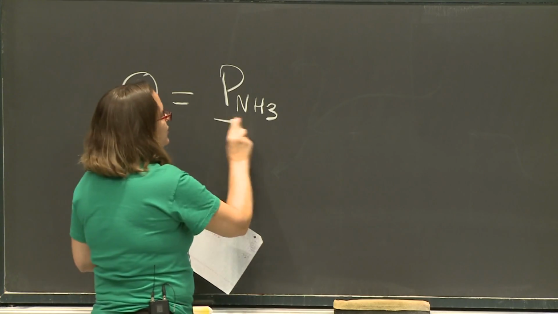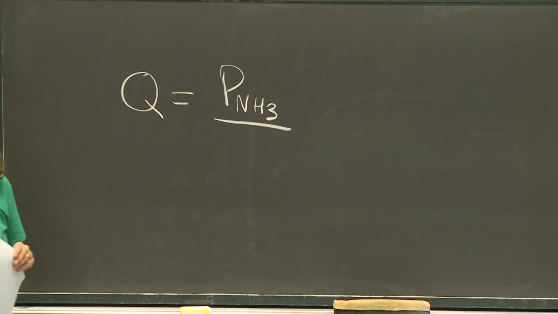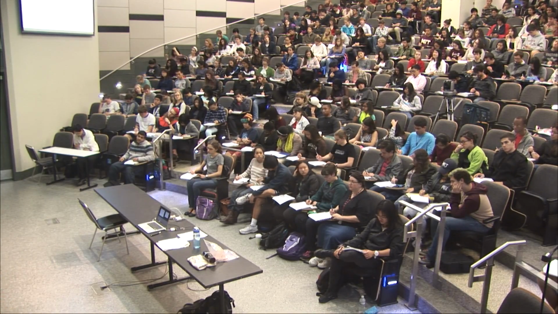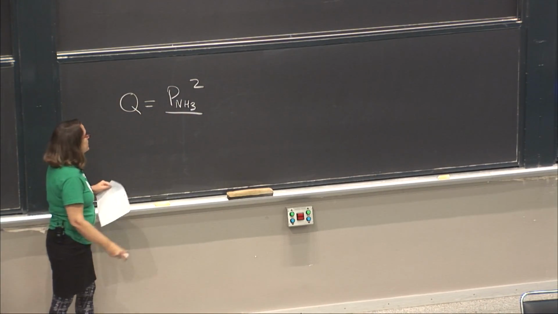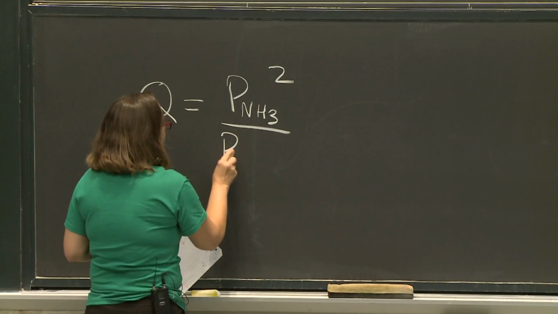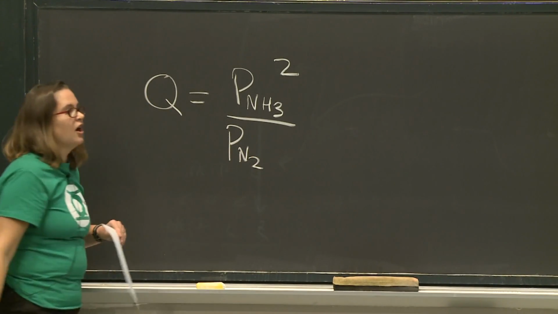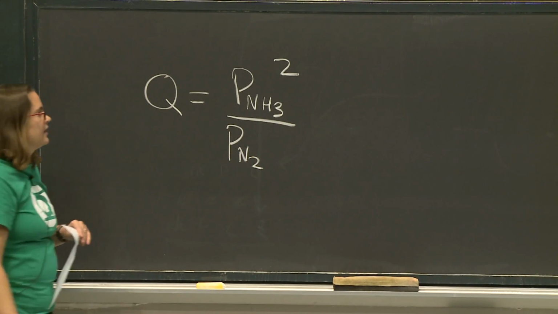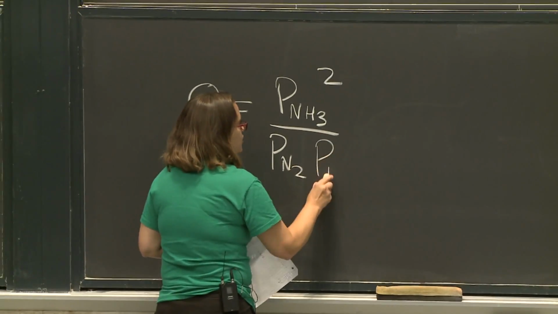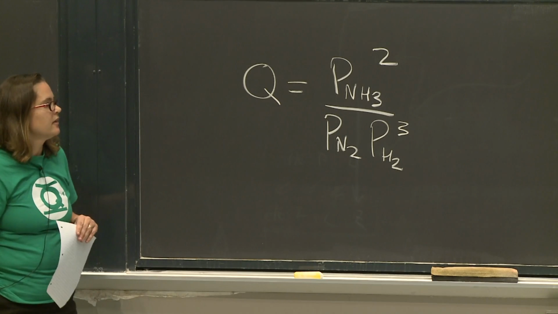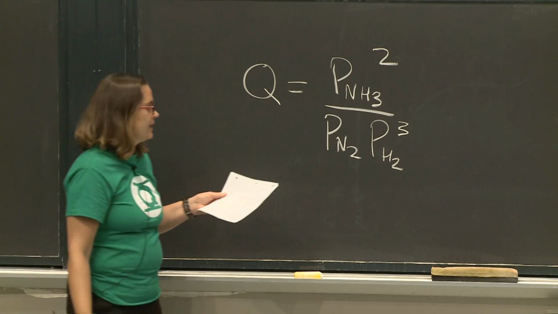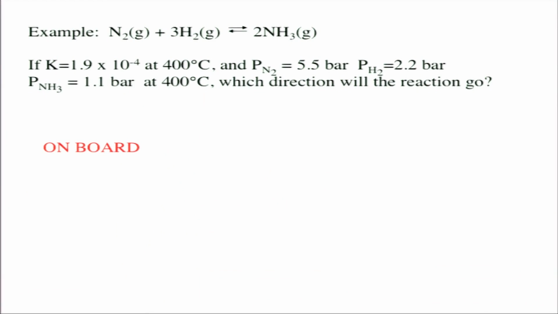And am I done with the top part of this expression? No. What do I need? Yep. Again, we need to remember the stoichiometry of the reaction. So now we have the partial pressure of N2 on the bottom, and I'm good, and the partial pressure of H2. And again, I have to remember that there are 3 H2s in this balanced reaction.